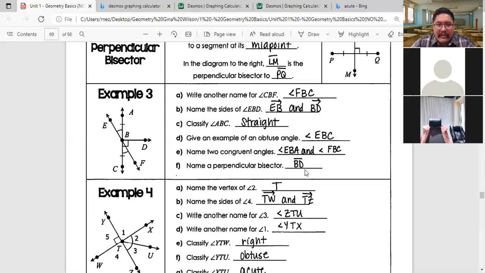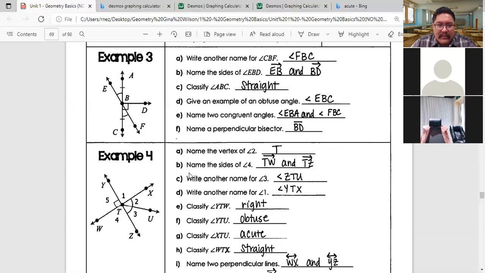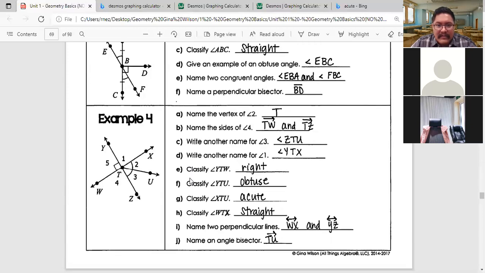Name a perpendicular bisector. Oh, okay, so if we have AC, BD is a ray that cuts it directly in half, so that would probably be what we're looking for. And we can tell because, again, these marks tell us that this segment here, AB, is the same as BC. So look for those marks, and that should tell us what we're looking for.